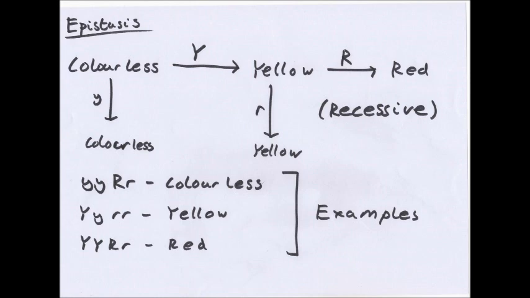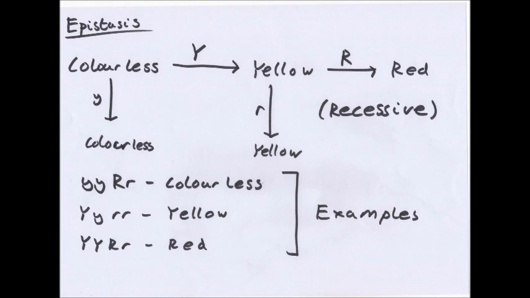If they are little y, big R, little r, it doesn't matter that they've got the gene to become red, because they haven't got the gene to become yellow in the first place, so they will stay colourless. Big Y, little y, so they will become yellow. Little r, they've got the recessive red gene, so they're yellow. Big Y, so they'll become yellow. But then big R, little r, so then they become red.